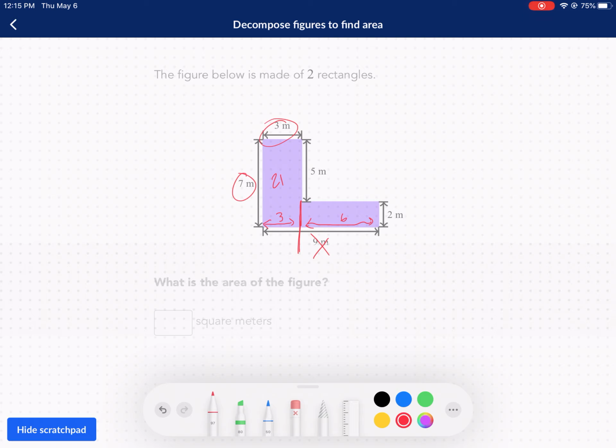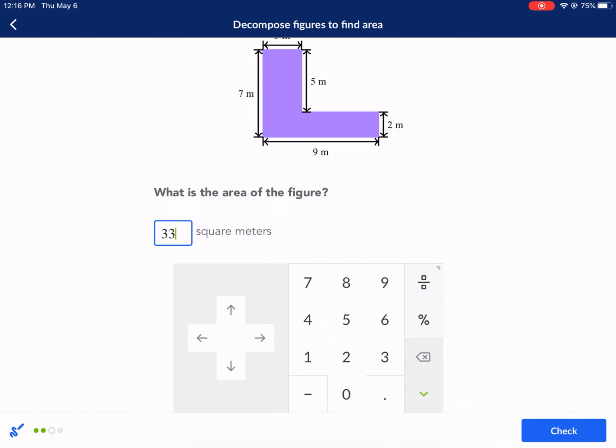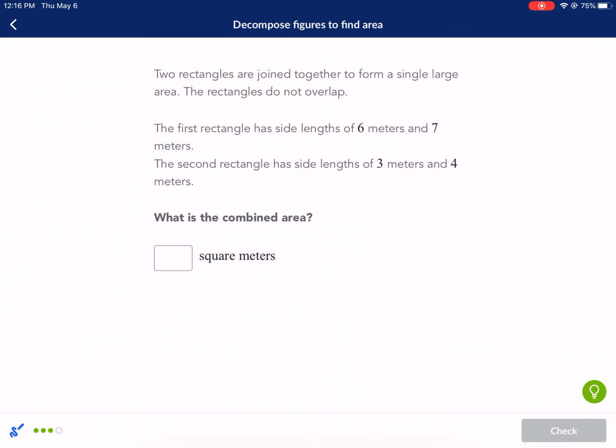This is the hardest part of these, finding how to find composite side lengths based on those two measurements. So now we have a rectangle that's a 6 by 2. That area then is 12, and we need to add those two together. Area combined equals 21 plus 12. That is 33 units squared. 33. Last question. Do not overlap.